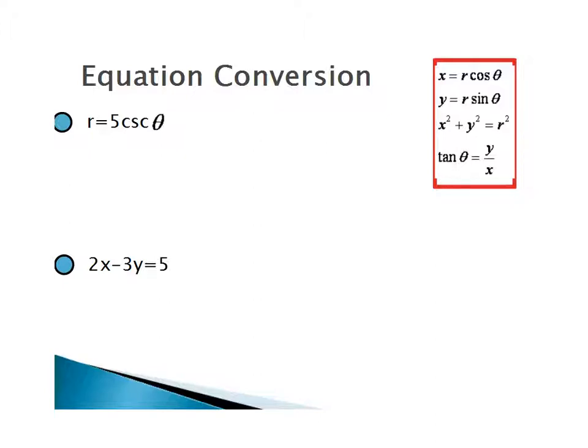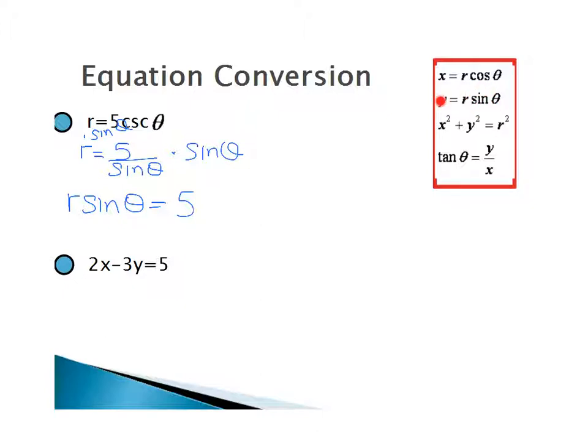What I'm going to do on this first one, I think, is go ahead and think of this cosecant theta as 1 over sine theta. I'm going to switch this to 5 over sine theta. And then I'm going to get rid of the fraction. I'm going to multiply both sides times sine theta. What I end up with is r sine theta equals 5.